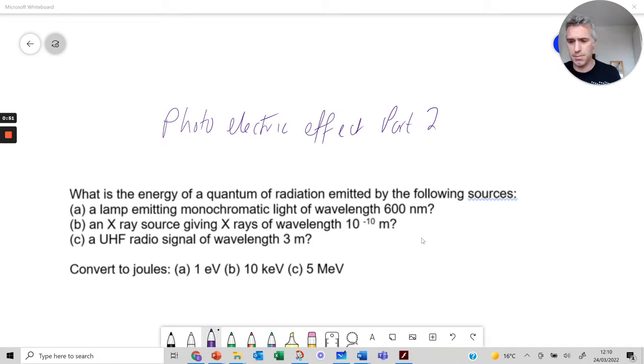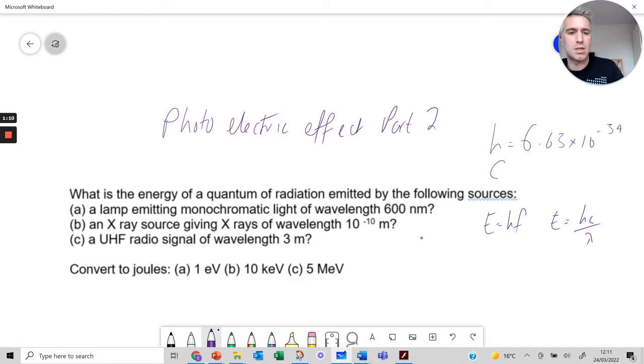If you need a little bit of help, remember E equals hf, or E equals hc over lambda. h is Planck's constant, 6.63 times 10 to the minus 34. c is the speed of light, so 3 times 10 to the 8 meters per second. So there we go.